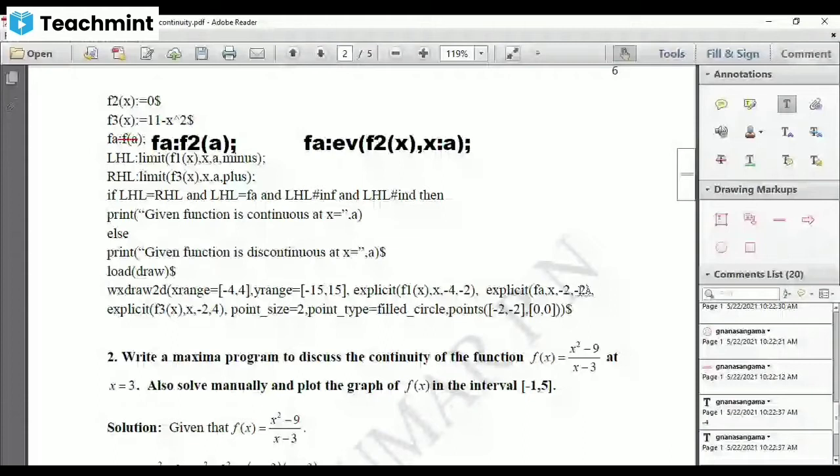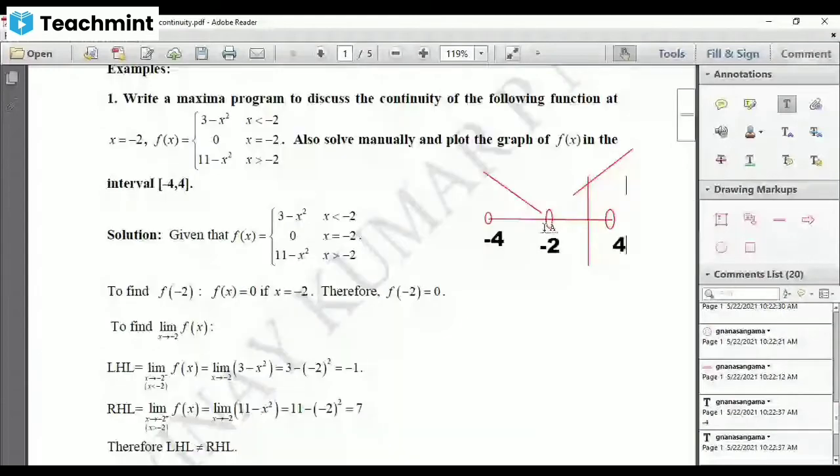Close the bracket, comma, explicit right-hand limit graph, that is f3 of x, x varies from -2 to 4. So this graph will be from -2 to 4. See, I just want to highlight this point. I want a point at f of a. You'll get the left-hand limit graph, the right-hand limit graph, and I want to get a point at x equal to a.